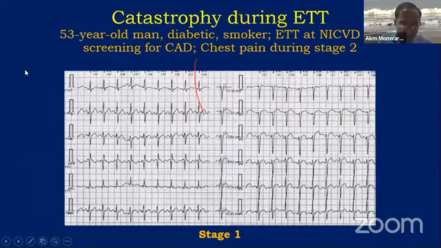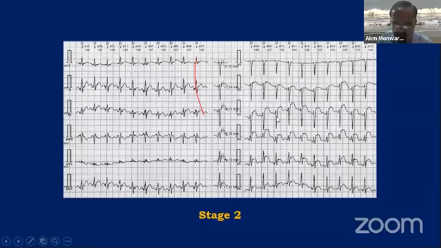Another example, this is a 53-year-old man who was diabetic and a smoker, who was having ETT at NICVD for screening for coronary artery disease. And during the stage 1 tracing of this patient, look at this. This is relatively unremarkable. Some ST segment elevation is just occurring. And unfortunately, the patient was complaining of chest pain. And whenever the tracing of stage 2 was analyzed, there was significant ST segment elevation in many of the leads. So the patient was having ST segment elevation induced by exercise during ETT.